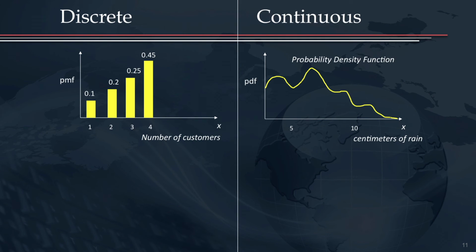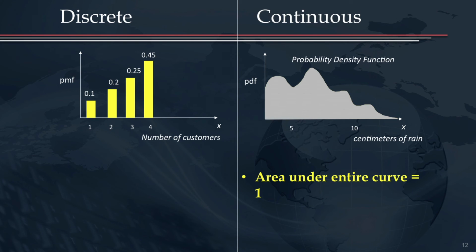Now, recall one more thing about the probability mass function. It must be the case that all of the probabilities add up to 1. And in the continuous case, there's an analogous property. If you were to take the entire area under the whole curve, this would also have to be equal to 1. And this makes it so that the probabilities work out correctly according to the probability laws that we've learned.